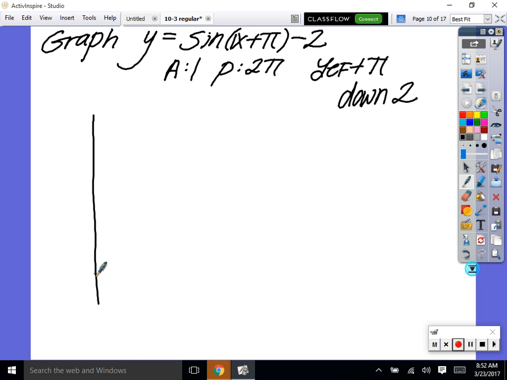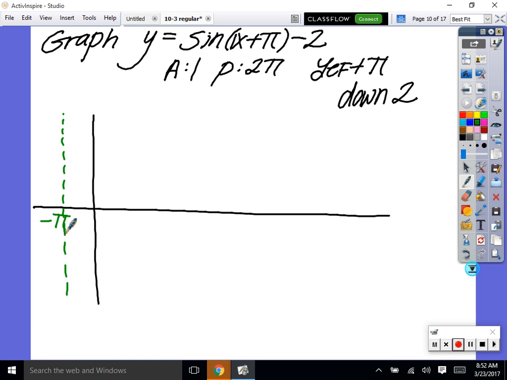So let's draw this in. What you're going to do is draw in your new XY axis. So we're shifted left pi. So let's draw that in. Back pi, so minus pi. And that's my new y-axis. And then we're shifting down 2. So down 1, 2. So there's my new x-axis.